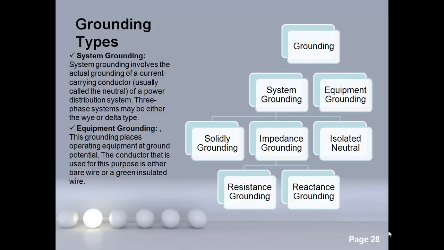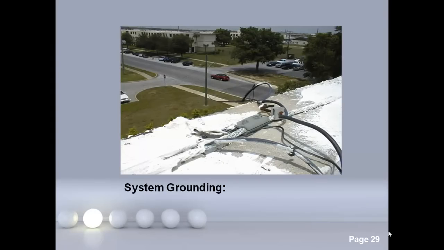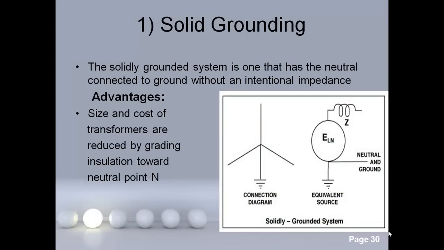So actually there are two types of grounding. First one is system grounding and other one is equipment grounding. System grounding is further divided into solid grounding, impedance grounding and isolated neutral. We will talk about each. First of all, system grounding. First type in system grounding is solid grounding.